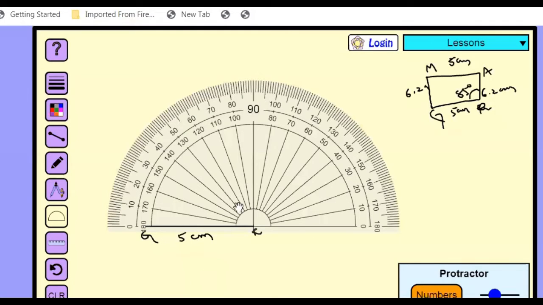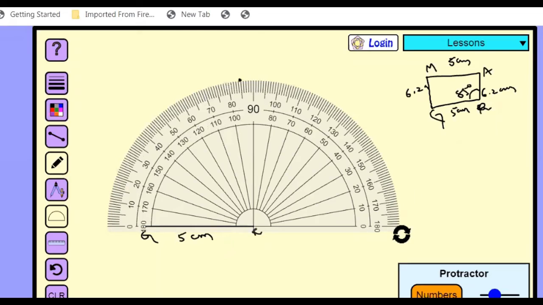Now next construct angle R equal to 85 degrees. For that we use the protractor, because 85 degrees we can't construct with the compass. So it is not a special angle. Generally we construct this angle 85 degrees with the protractor. Now count on the protractor: 0, 10, 20, 30, 40, 50, 60, 80 and 85. So you should mark it here.